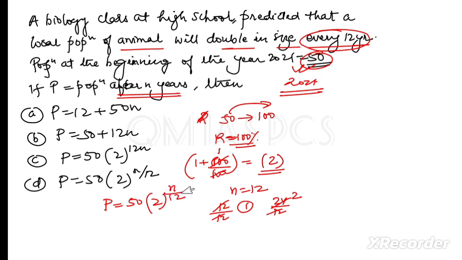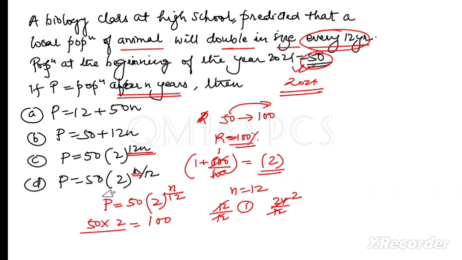So understand why we have to divide by 12, and we are not multiplying by 12. If we multiplied by 12, just think, if n is equal to 1, the power would be 12, 2 to the power 12. What will your answer be? It will be a very large value. Okay, so in this case, your answer will be 50 multiplied by 2 only. After 12 years, 12 by 12 will be 1, so it will be 50 multiplied by 2, that will be 100.